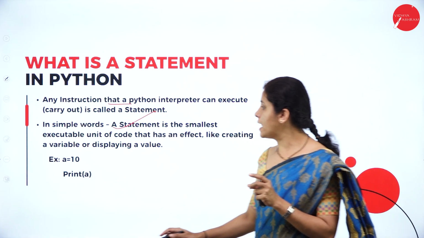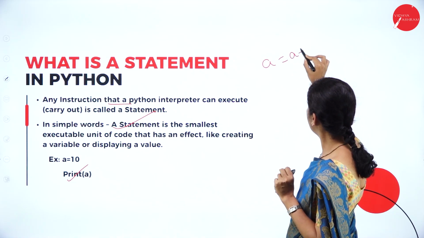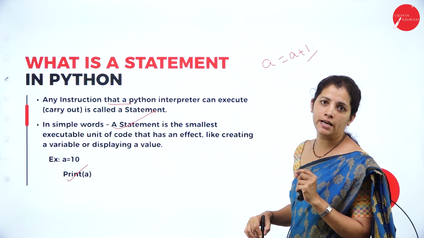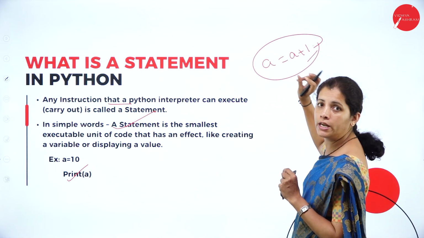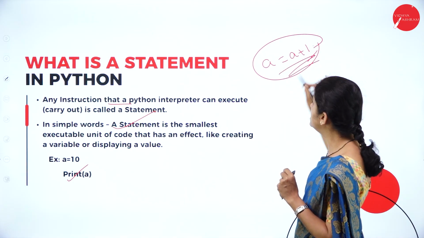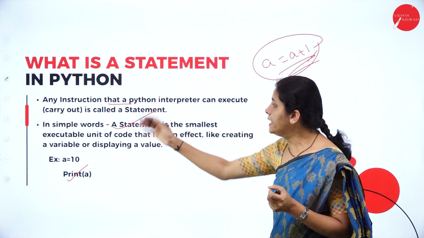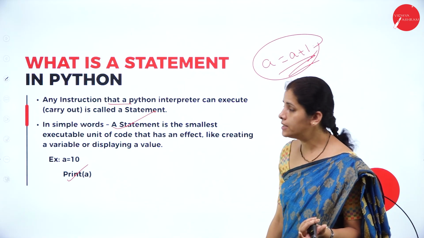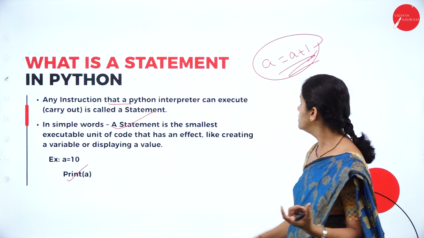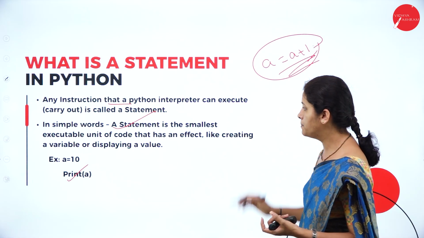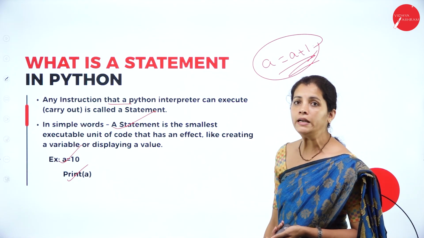Okay, for example, if I write print A, this is a statement. If I write A equal to A plus 1, this is also a statement. This is the smallest unit. It is the smallest executable unit. And who is going to execute this? That is nothing but the interpreter. Okay, so any instruction, any number of instructions that can be interpreted by the Python interpreter, is known as a statement. So here I am assigning A equal to 10 and I am going to print the value A.